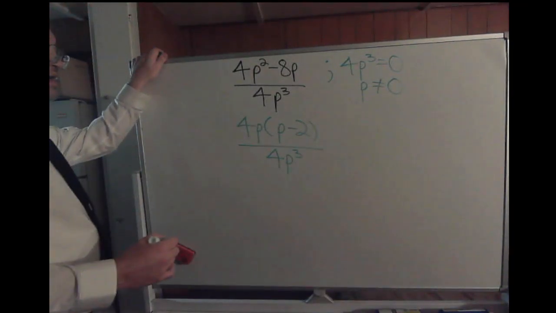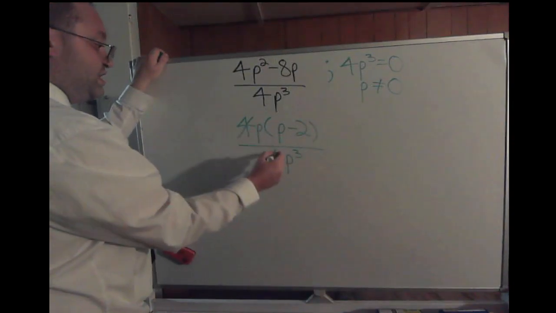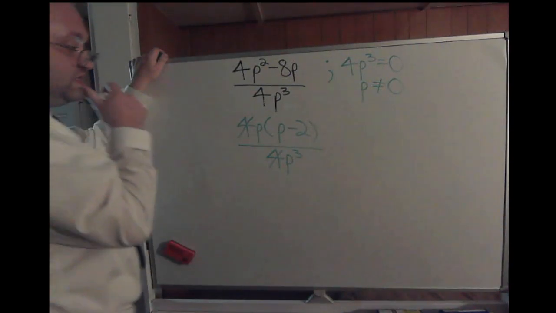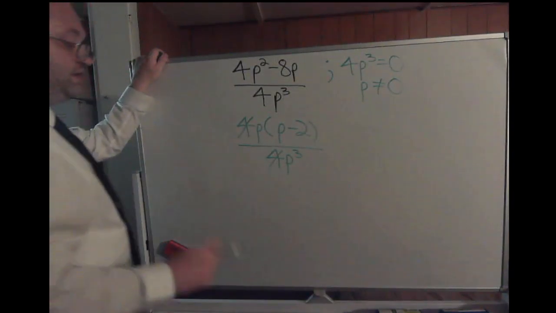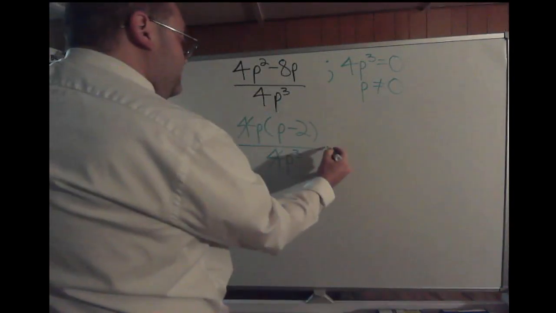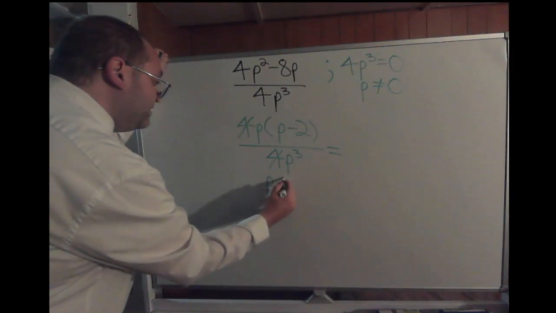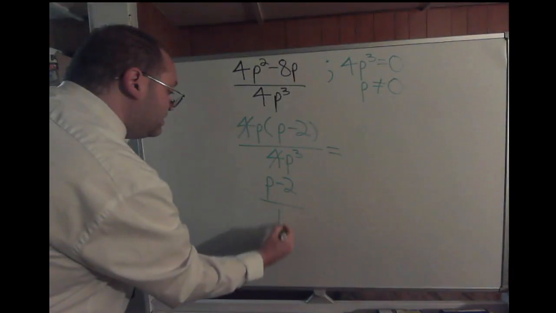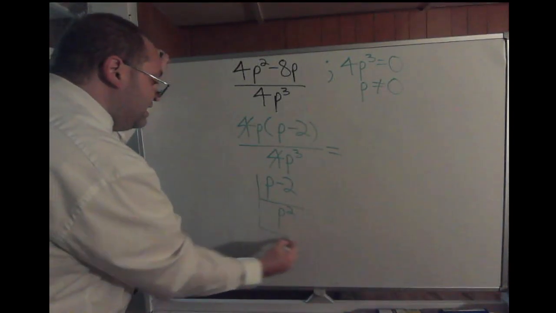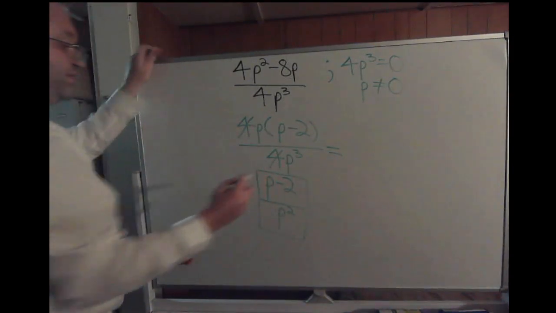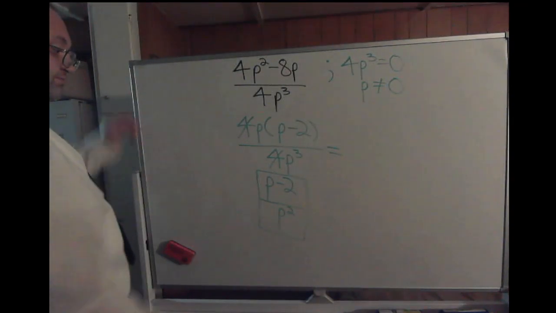Well, between the numerator and denominator, definitely the 4's are common. The 4's will cancel out. But you have p in the numerator, p to the third in the denominator. If you factor out the common p, what you're left with is the quantity of p minus 2 over p to the second. And that's really as far as you can go with factoring this. You would get p minus 2 over p to the second.